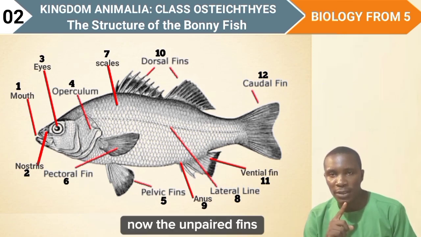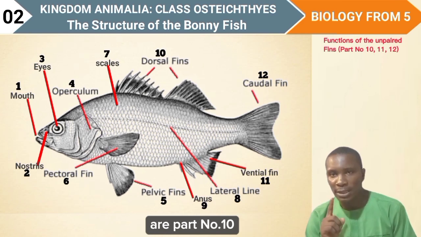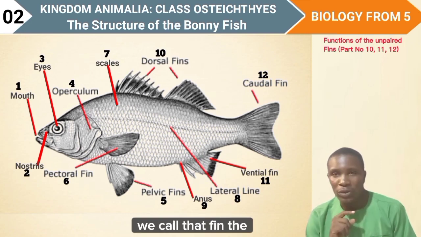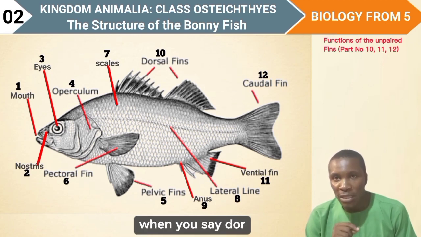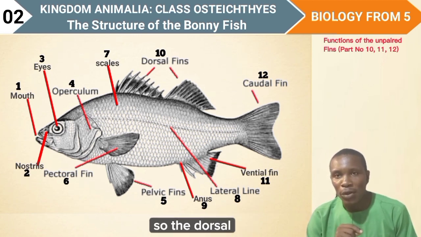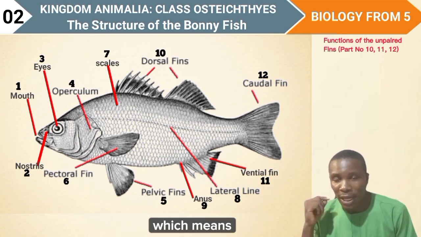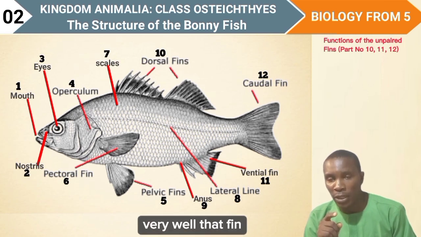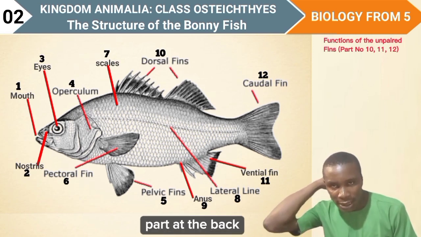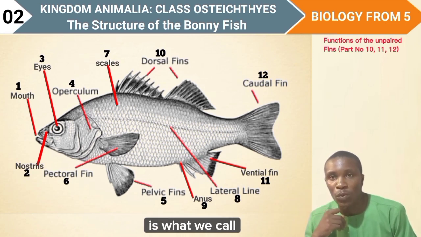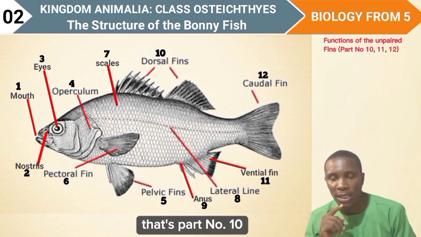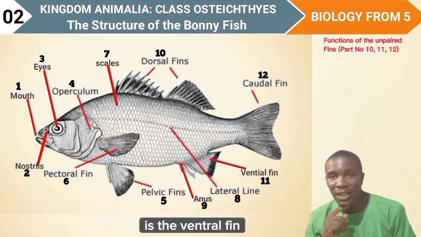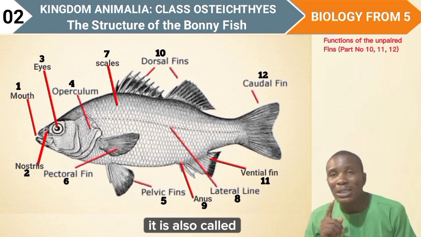Now, the unpaired fins. The unpaired fins are part number 10, part number 11, and part number 12. Part number 10, we call that fin the dorsal fin. In French, dos means back. So the dorsal comes from the word dos, which means the back. So for those of you who did that assignment and observed that fish very well, that fin at the back is what we call the dorsal fin. That's part number 10. While part number 11 is the ventral fin. It is also called the anal fin.